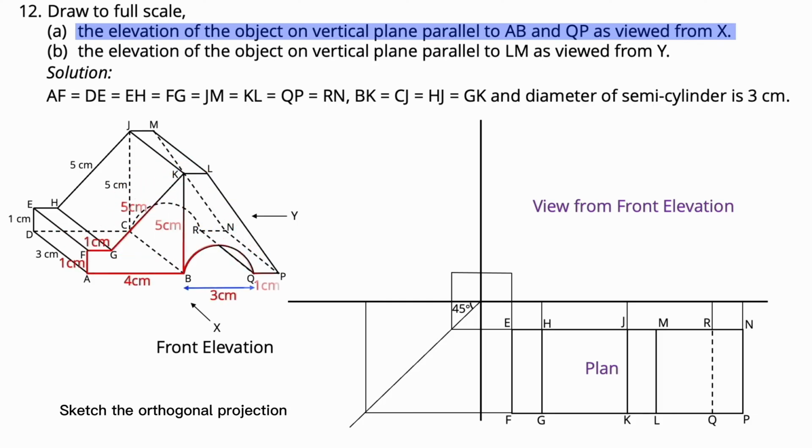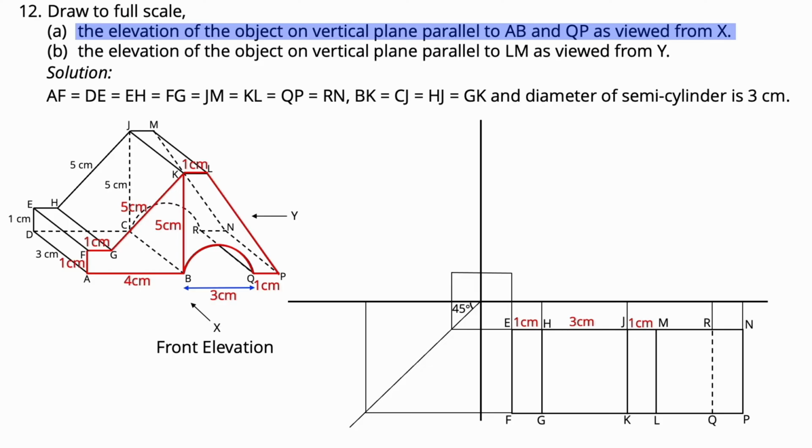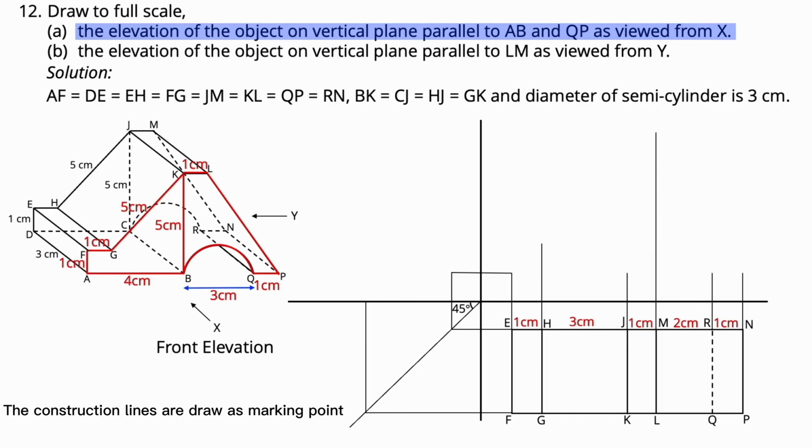Sketch the orthogonal projections using the measurements given: 1 cm, 3 cm, 1 cm, 2 cm, and 1 cm. The construction lines are drawn as marking points. Mark the surfaces of the shaped block.